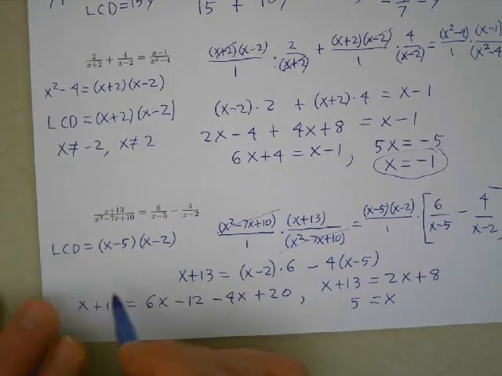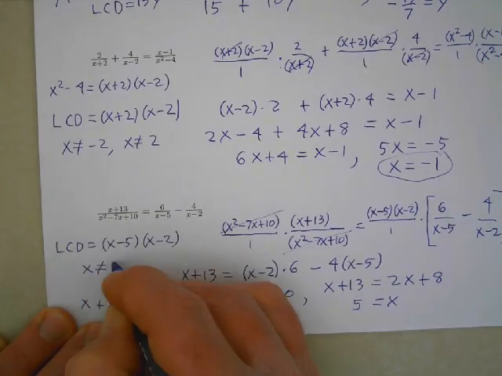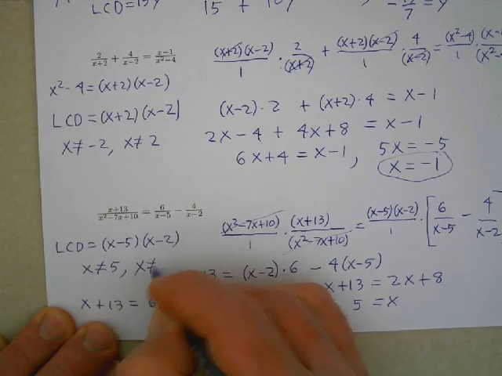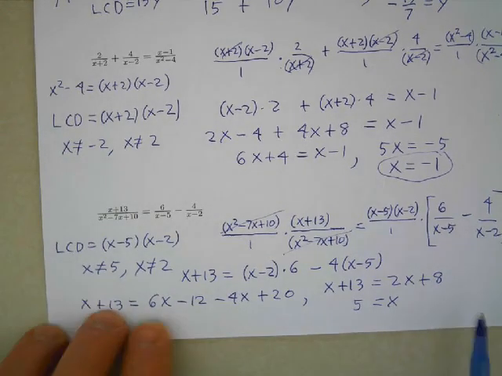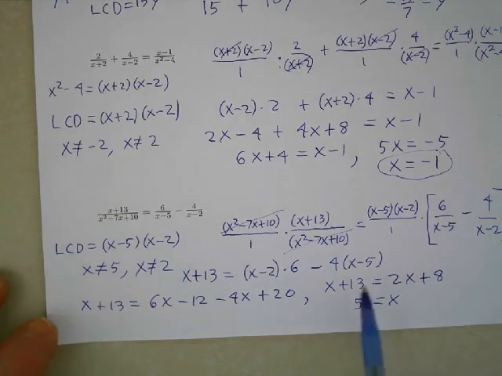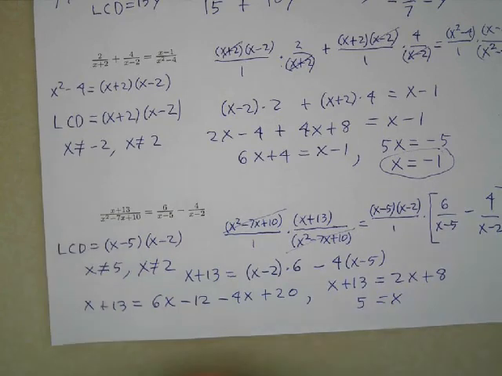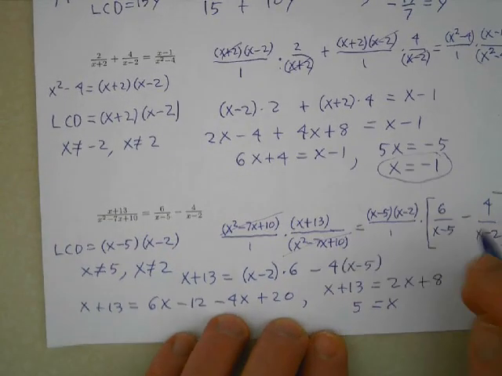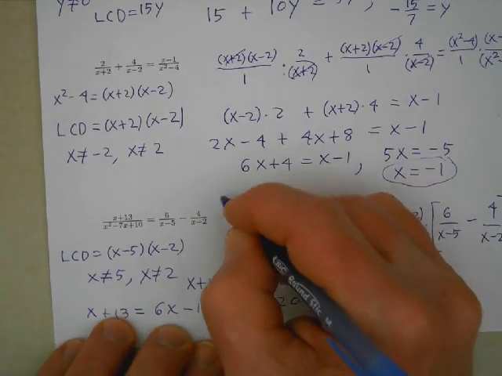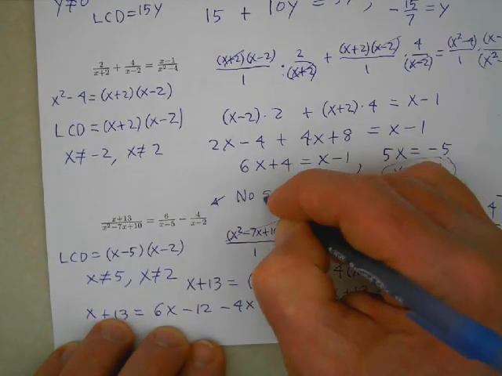No, we didn't label those earlier. The restricted values are 5 and 2. But since the solution to the equation that we got after clearing the denominators is a restricted value, we have to say that the original equation has no solution. So that equation has no solution.